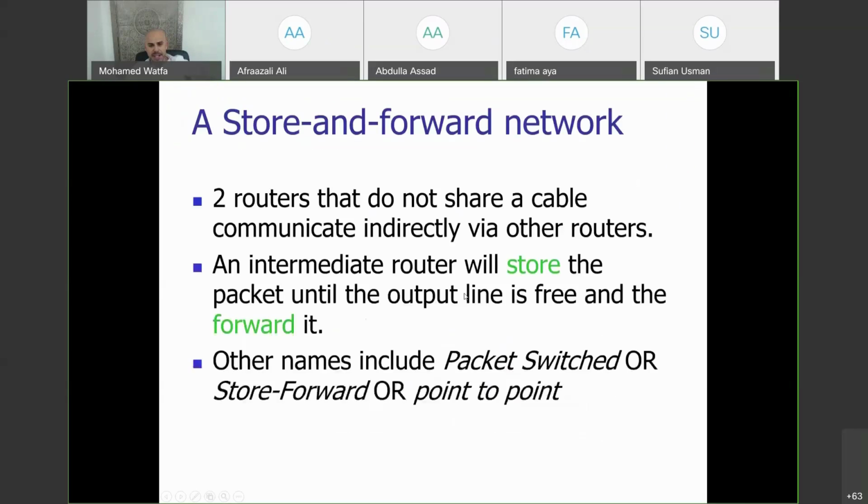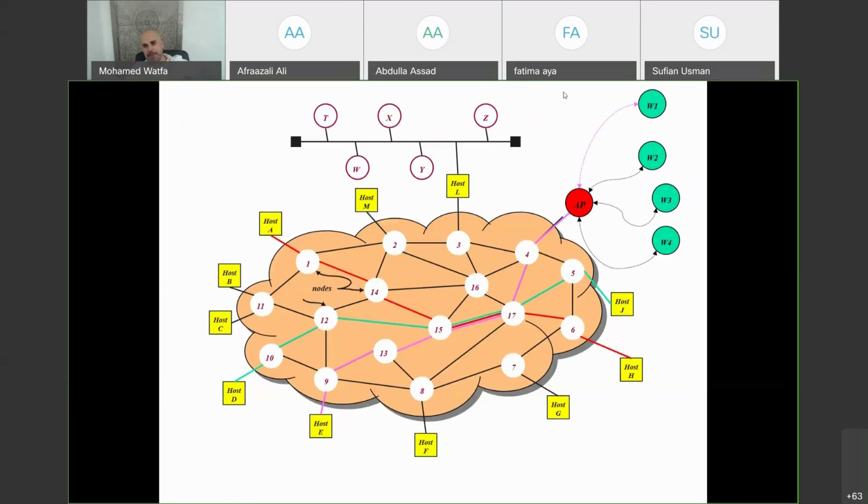Okay, back to the thing. So this is a typical example where we do something, many examples you could see. We have an access point here. We have A, for example. A wants to send supposedly to H. You could see the one in red. We're going to talk about this. So it's going to go 1 to 14, 14 to 15, 15 to 17, for example, 17 to 6, until it comes to H.